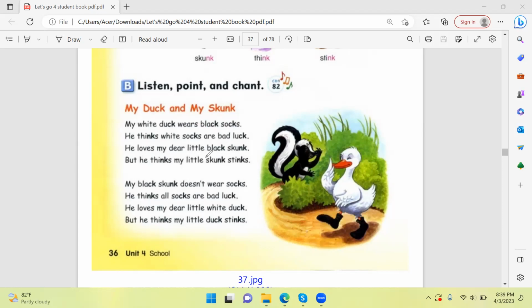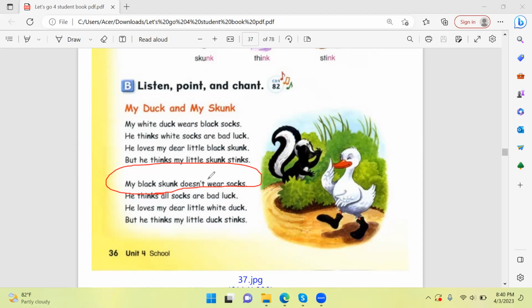And who also loves the little black skunk? Is it the white duck or the skunk? It's the duck. Very good. What is the color of the skunk? Is it black or white? It's black. Okay, very good. And who doesn't wear socks? Is it the duck or the skunk? Who doesn't wear the socks?